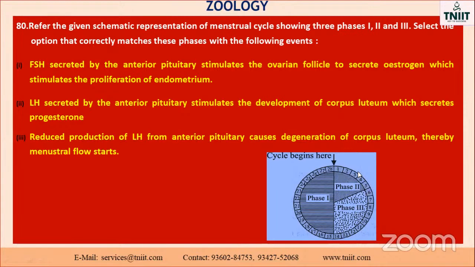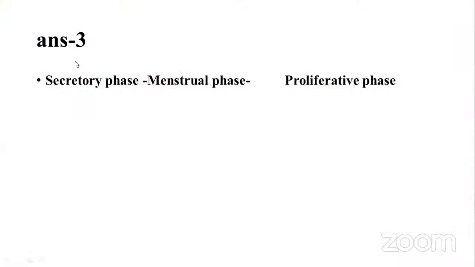Already you know, days 1 to 5 are nothing but the bleeding phase. Okay, my dear. Then what is that? This part is called. How will it be possible? Which one is the correct answer here? See here. LH secreted by the anterior pituitary stimulates the development of the corpus luteum, which secretes progesterone. Progesterone reduces the production of LH from the anterior pituitary, causing degeneration of the corpus luteum, thereby the menstrual flow. This one is the correct one. Okay, the answer is 3.